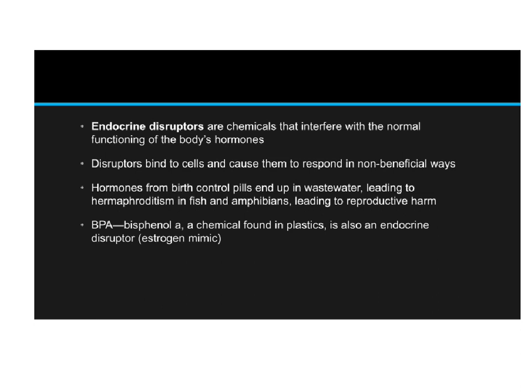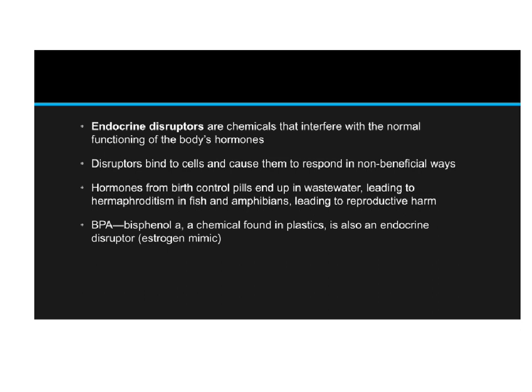Endocrine disruptors. Now, we've talked about these before. Endocrine disruptors are chemicals that interfere with the normal functioning of the body's hormonal system, or a specific hormone. Endocrine disruptors bind to cells. They're usually mimics of a certain hormone, meaning that they can fit into receptor sites on cells and cause the cells to respond in non-beneficial ways.